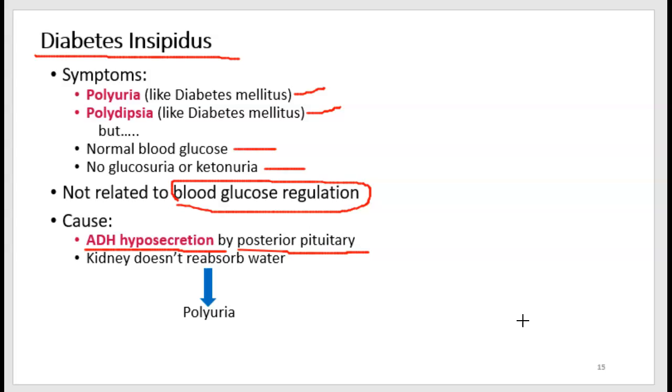So that's the end of the pancreatic hormone lecture. The last lecture for the endocrine system will be on the adrenal gland. Thank you.